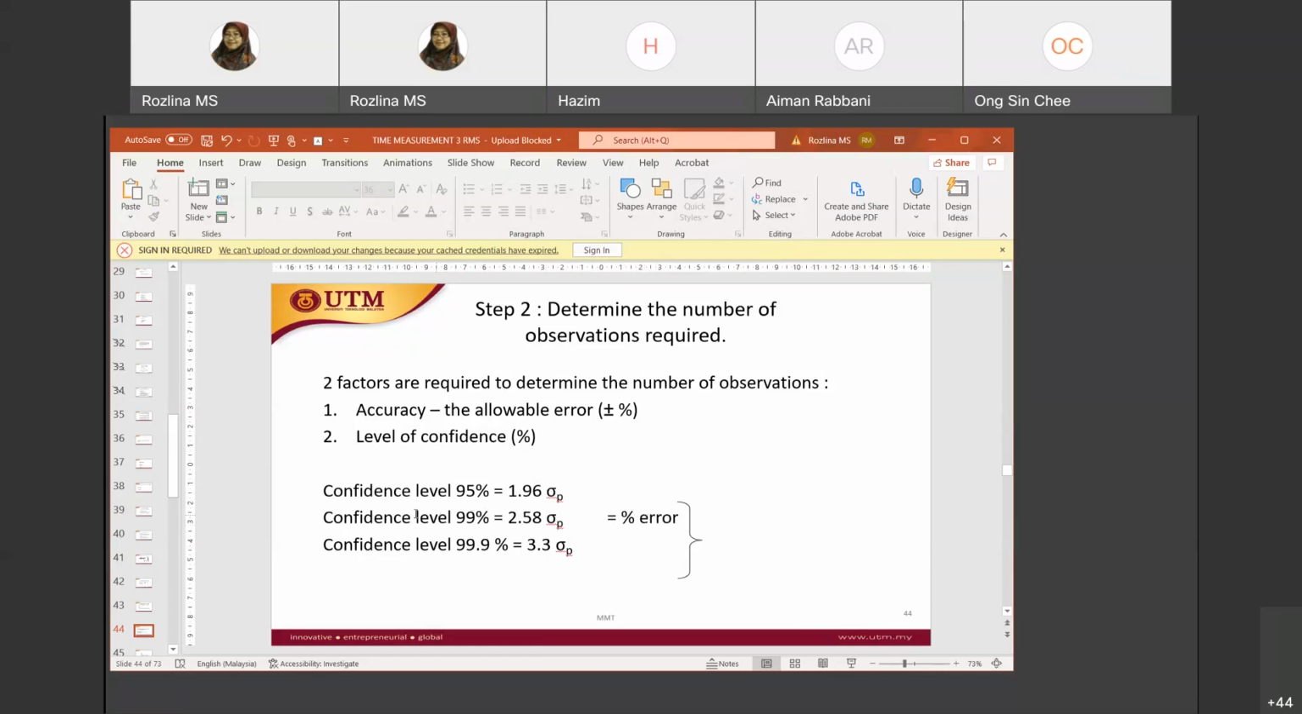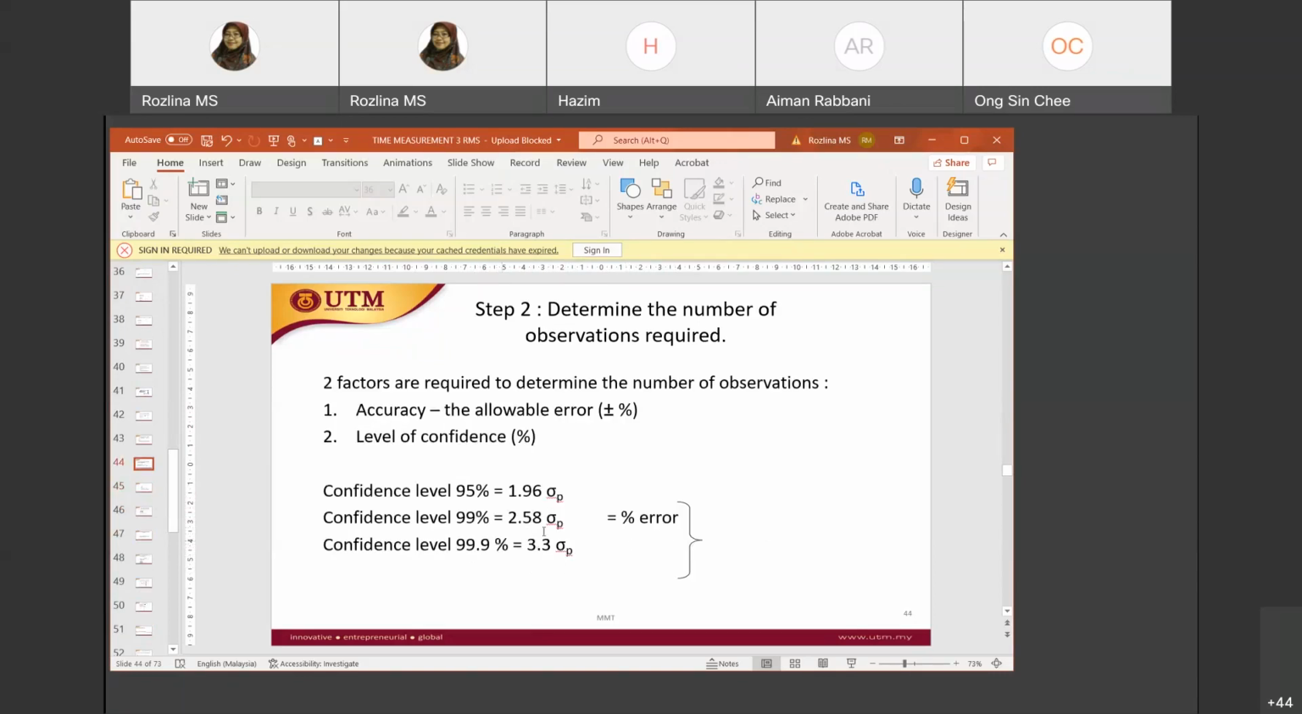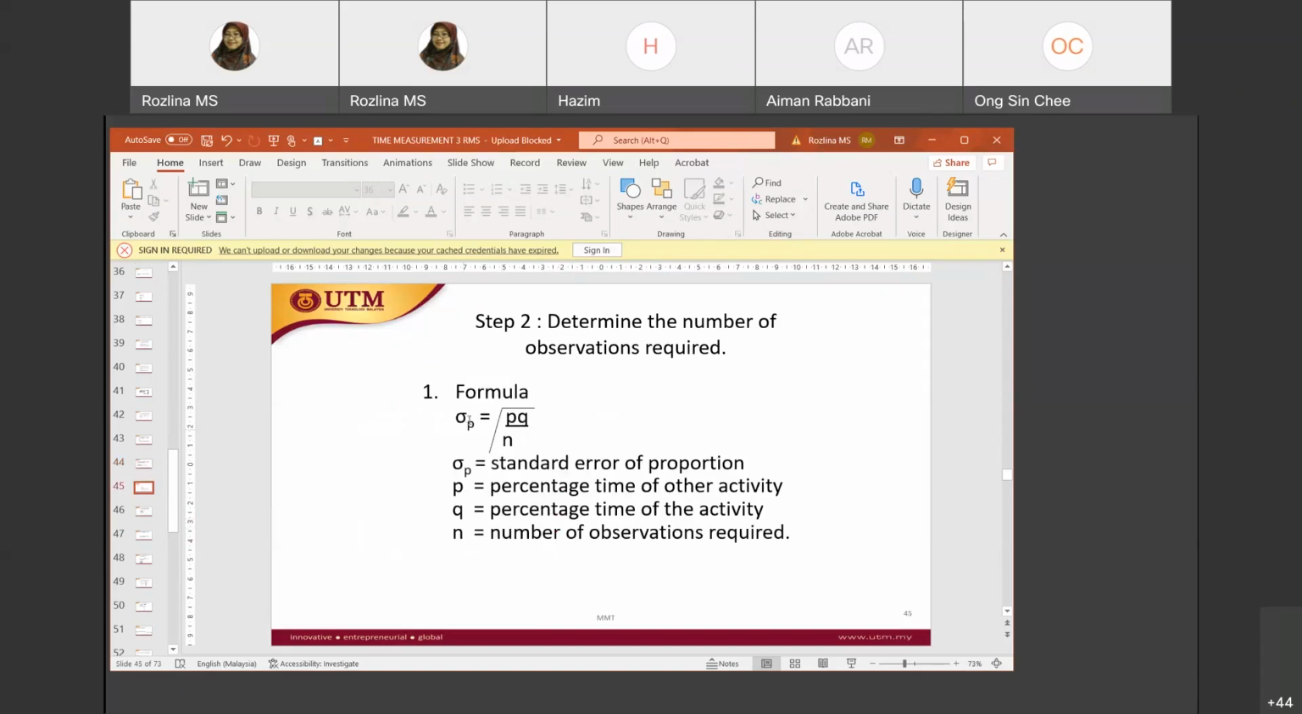Okay, if you want the confidence level to be 99%, you have to take this number. If it is 99.9%, then the factor is 3.3. And then after you get the sigma, the aim here is actually to get the sigma. After you get the sigma, you put the answer for sigma here, and then this is P, Q, and N.